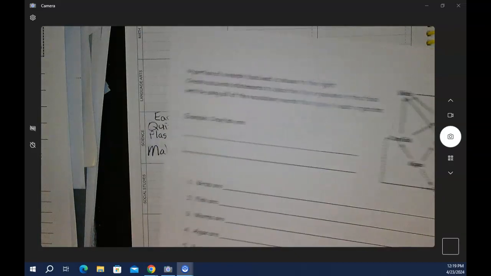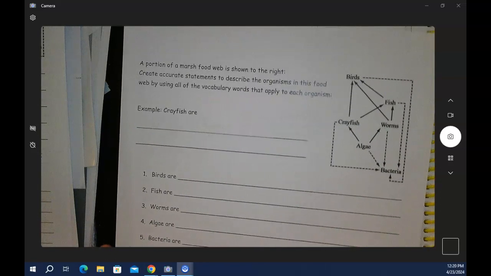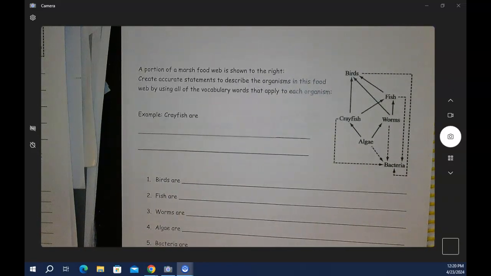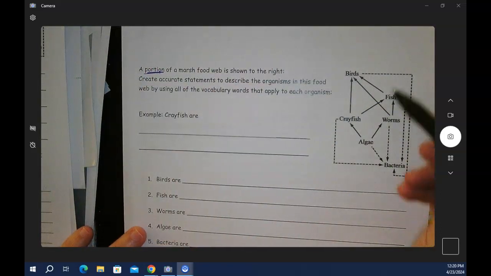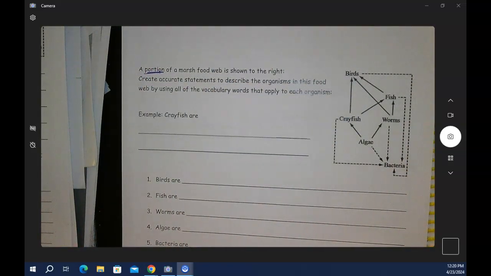After that, you're going to look at this review that asks you to look at a portion of a marsh food web. So portion means it's not the whole thing. If I give you a portion of pecan pie, I'm not giving you the whole pie, I'm just giving you a part of it. So this isn't the whole food web, it's just a part of it. And they want you to create accurate statements to describe the organisms in the food web using all of the vocabulary words that might apply to each organism.